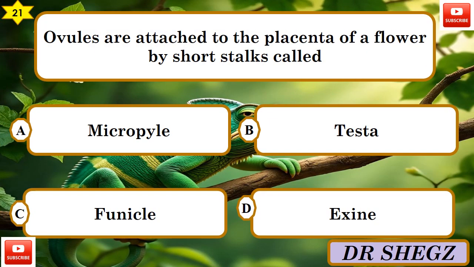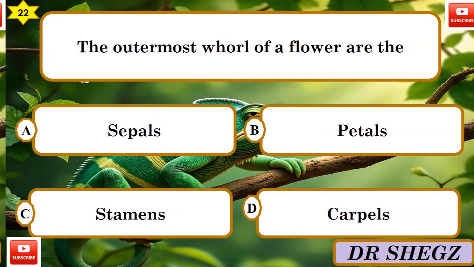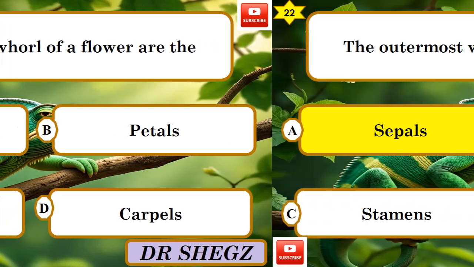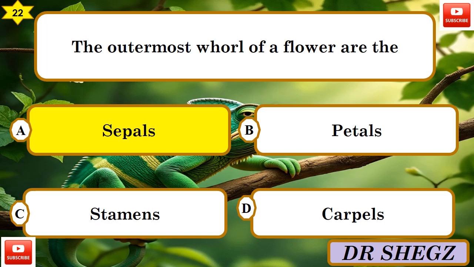Ovules are attached to the placenta of a flower by short stalks called funicle. The outermost wall of a flower are the sepals. The calyx, the sepals, is the outermost wall of the flower.